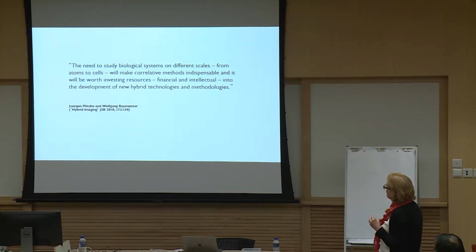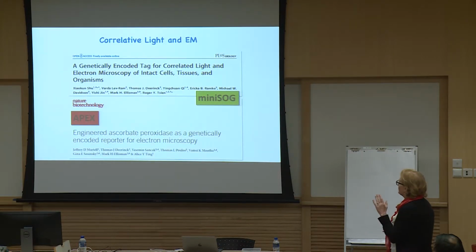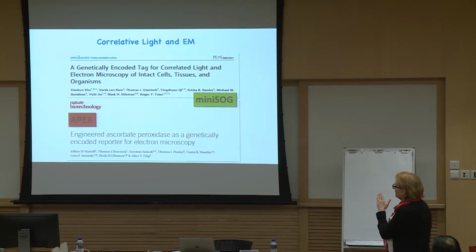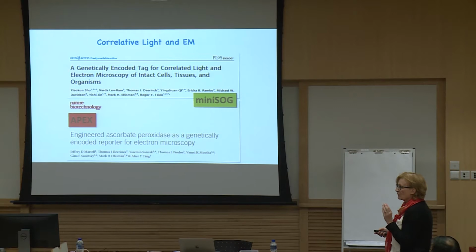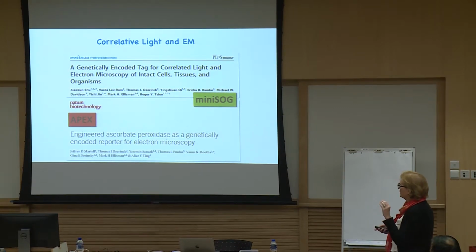So the need to study biological systems on different scales, from atoms to cells, I'll go through this very quickly, means correlative methods will be indispensable, and it will be worth investing resources. So we are now going toward hybrid technologies. This is a method that allows you to look inside cells. In order to do that, we use genetically encoded tags that are fluorescent. So we can go inside a cell and say, okay, my molecule of interest is here.